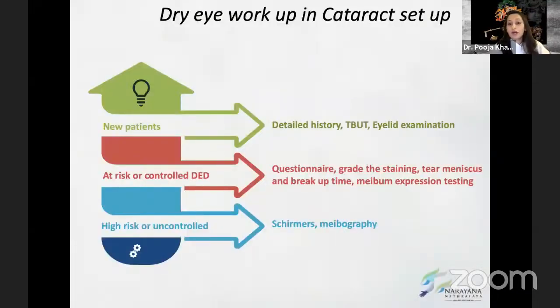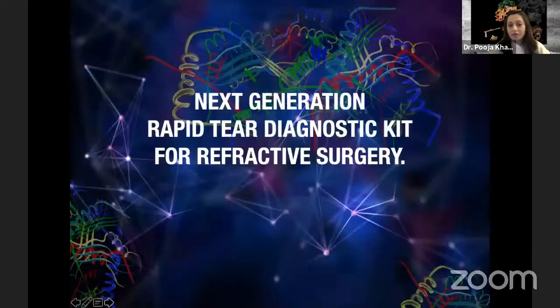So do we need all the tests for all the patients? Of course, new patients do need a detailed history, tear film and eyelid examination. But if you feel that patients are at risk, then add a questionnaire, grade the staging, do tear meniscus and breakup time, meibum expression testing, and if it's high risk or uncontrolled, do add a meibography also for this patient. What we have started doing and what would be the future is a point of care diagnostic kit.